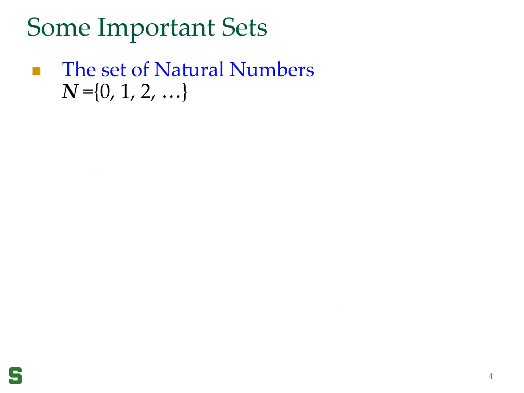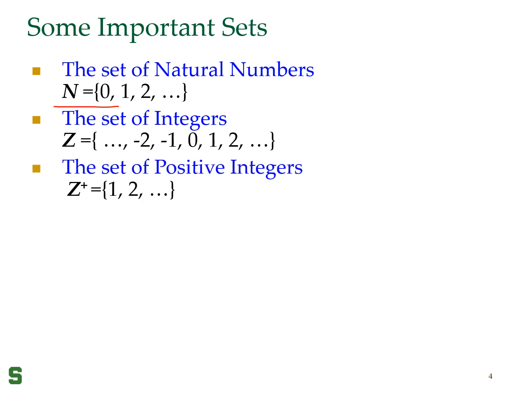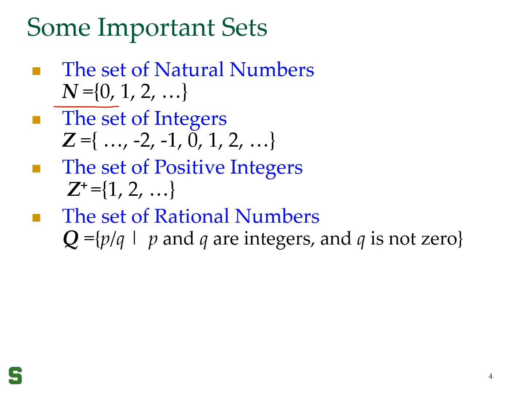Here are some important sets, important in the sense that we will come across them many times. We have the set of natural numbers that includes 0. We have the set of integers that includes 0, positive integers, and negative integers. We have the set of positive integers, Z plus, that includes 1, 2, 3, 4 and so on. We have rationals of the form p divided by q, where p and q are integers and q is not 0. We have the set of real numbers.